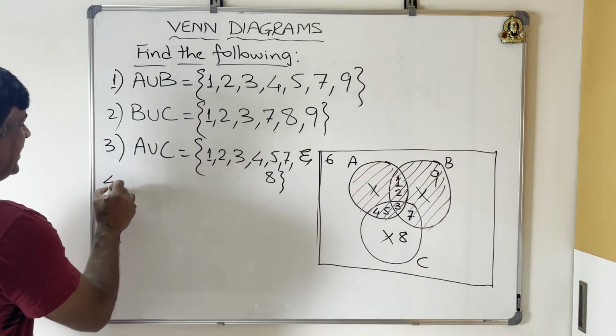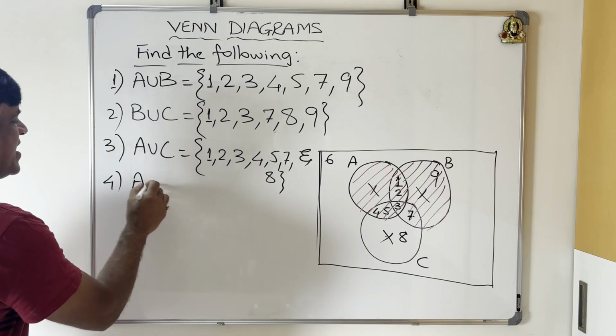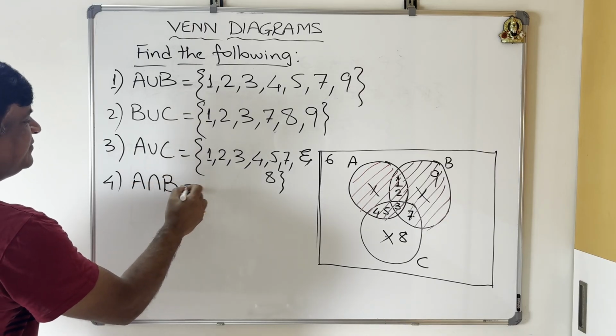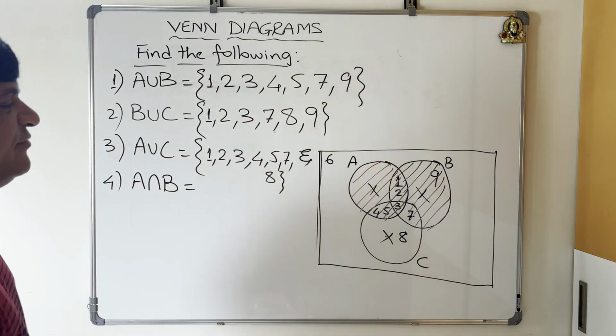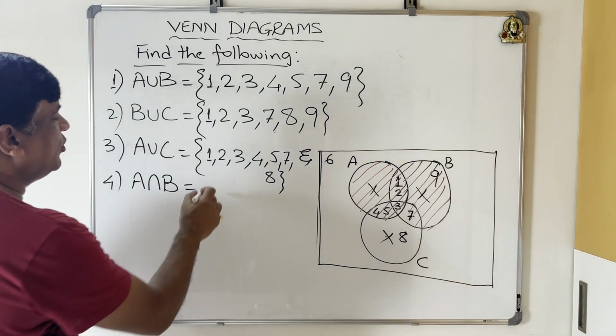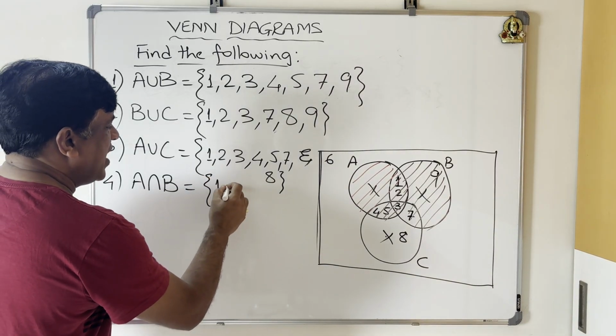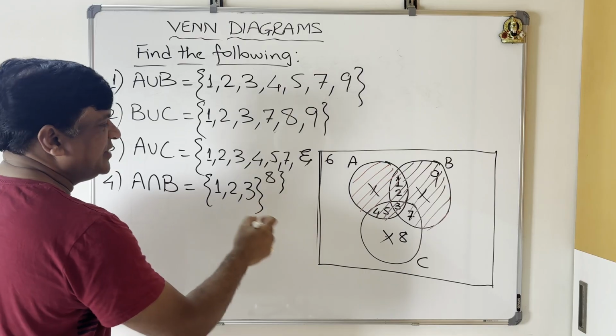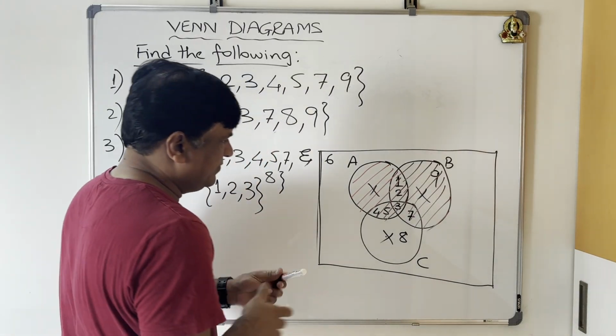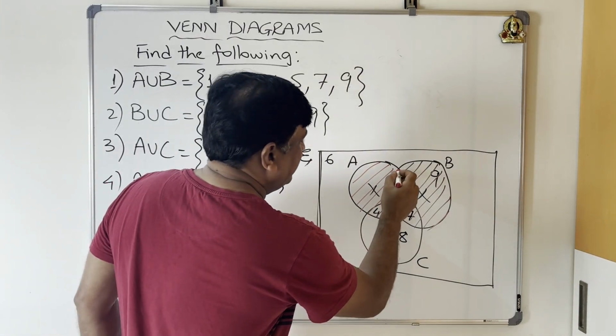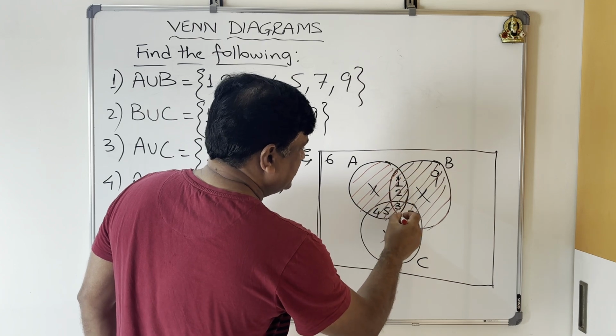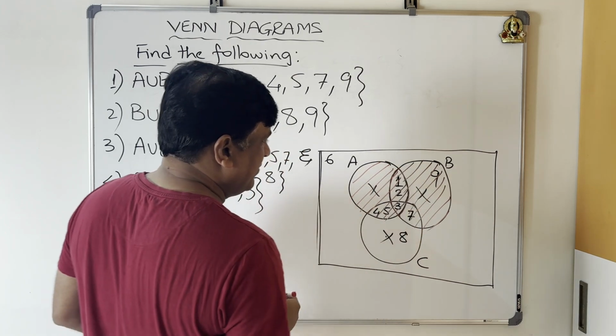Can we do the intersection ones? A intersection B means only the common items between A and B. What do you get from the figure? It's 1, 2 and 3. Look at it. This portion is A union B, right?